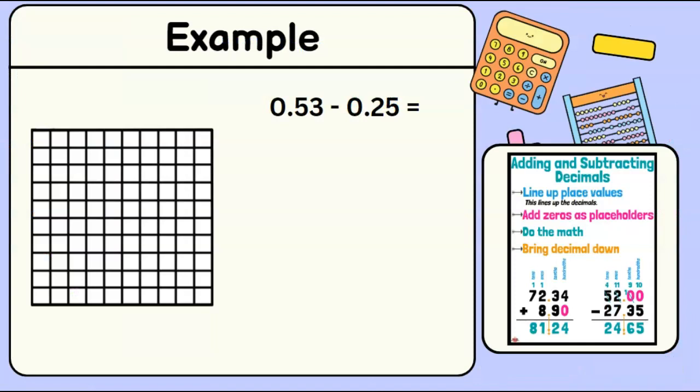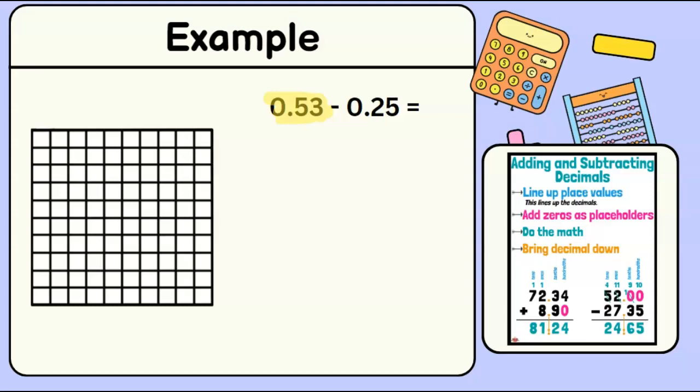So here's a great example. First, we're going to start off by showing what subtracting decimals looks like in an area model. The first thing I'm going to do is color in my first factor. Whatever that is, I'm going to look at the tenths place. I'm going to color in that many columns. And then I'm going to look at my hundredths place, and I'm going to color in that many single squares.